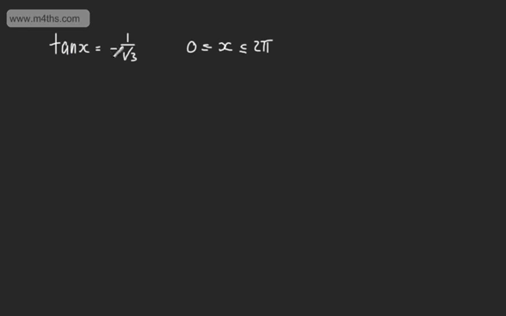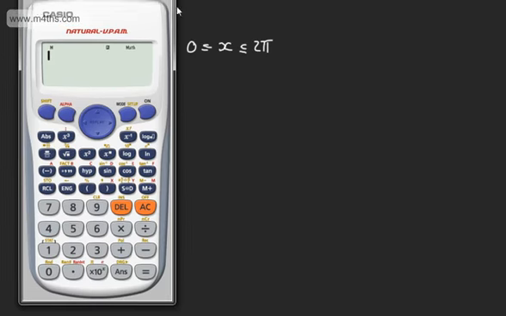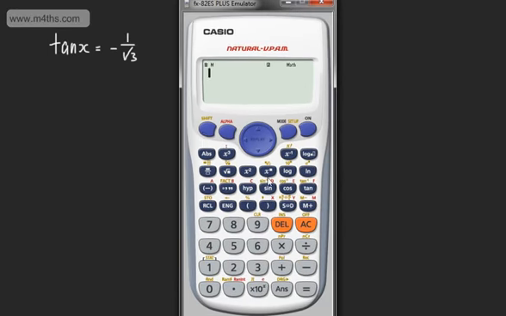For now though, what we could do, if we didn't recognise this as one of our special angles, simply plug it in. So this time we're working in radians. So I'm going to do Shift Mode 4. This gives me the answer now in radians. So we're working in radians rather than degrees. So we'll do the inverse tan, and we'll have now minus 1 over root 3, or if you like, root 3 over 3. So if I do that, I've got minus pi by 6.